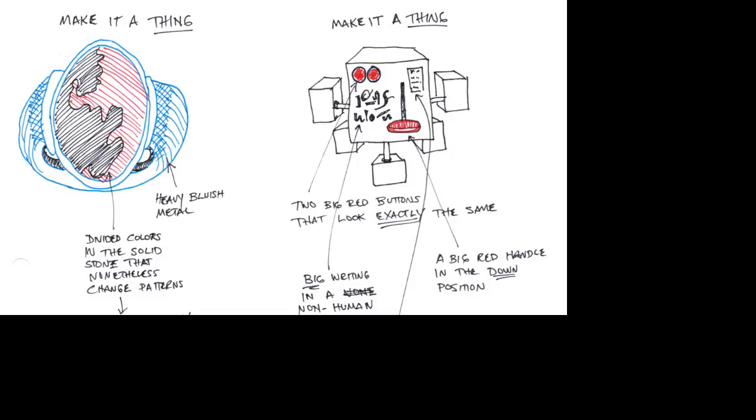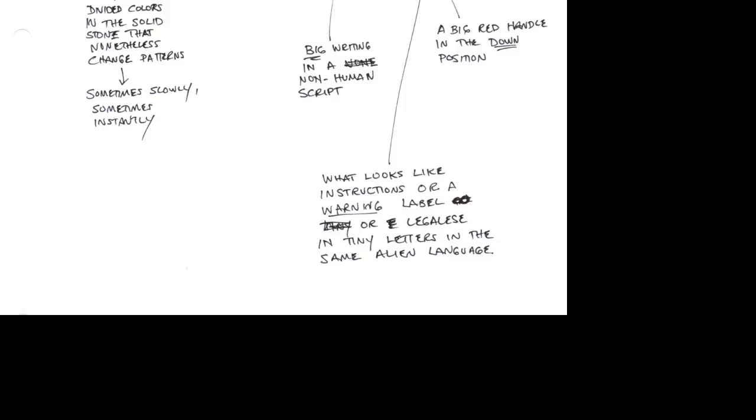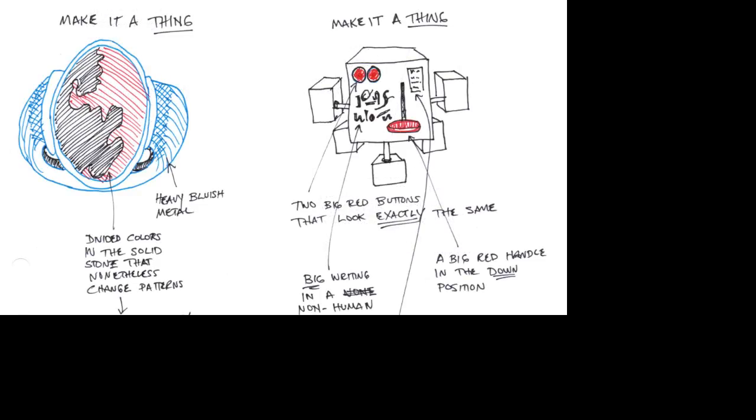The make it a thing on the right has 2 big red buttons that look exactly the same. Below that it has a bunch of alien scribbling, and over on the right in the box it has a bunch of tiny alien scribbling that could be legalese or a warning or things like that. The details part 2 are big writing in non-human script, big red handle in the down position. Let me go back up to this again and show you the big red handle, because something went bad somewhere. Okay, so that's the pictures, and you can see what I built from my doodles. You do not have to be a good artist to do this.